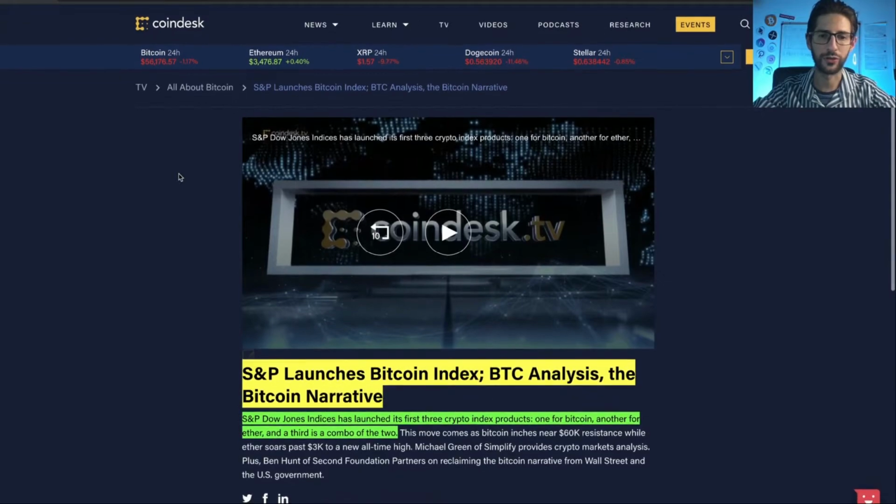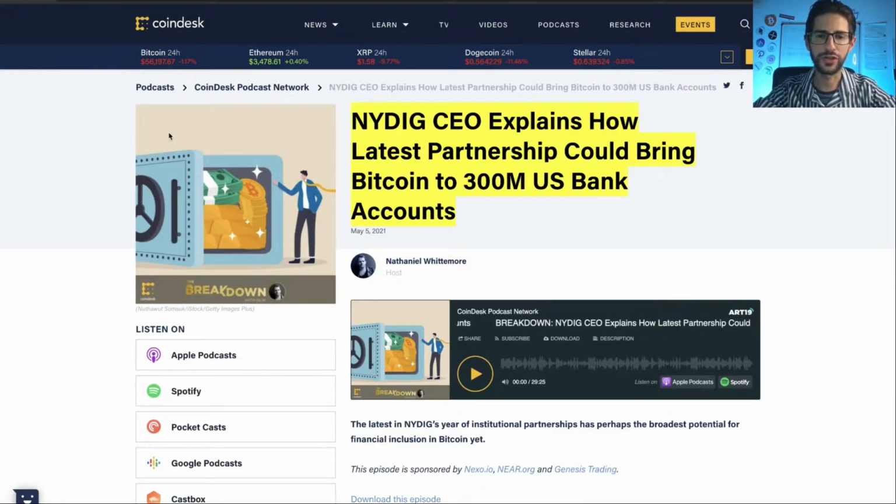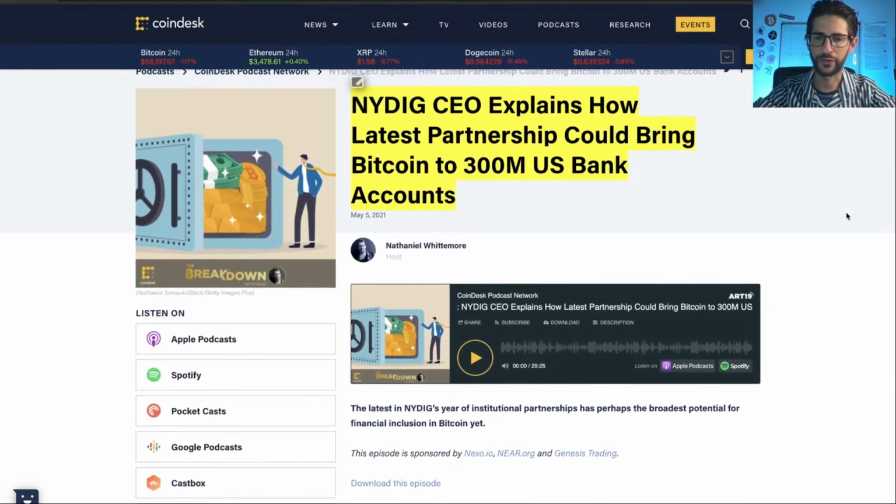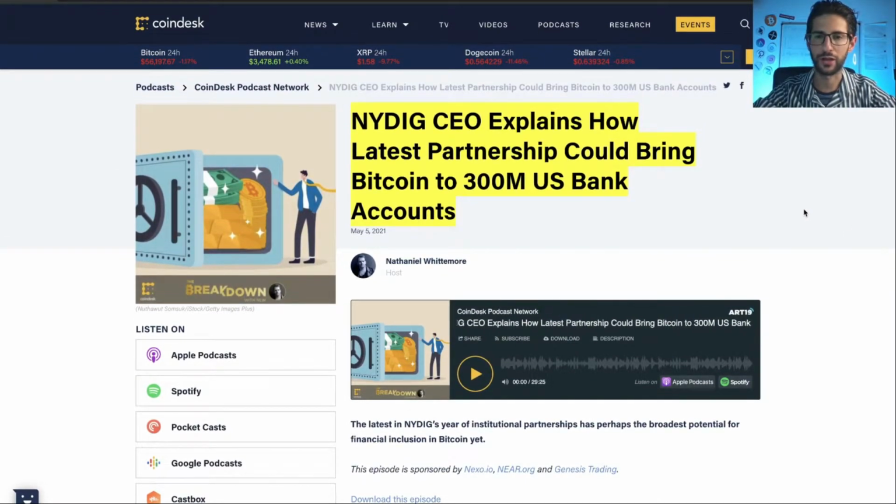This is very important for the adoption of Bitcoin and crypto by the current markets. The New York Digital Investment Group CEO explains how the latest partnerships could bring Bitcoin to 300 million US bank accounts. And this is some of the things that we want to see in adoption, moving into the last part of a bull run. This will mean that, like we already know, many banks can already custody cryptocurrencies. So this will be part of that expansion.